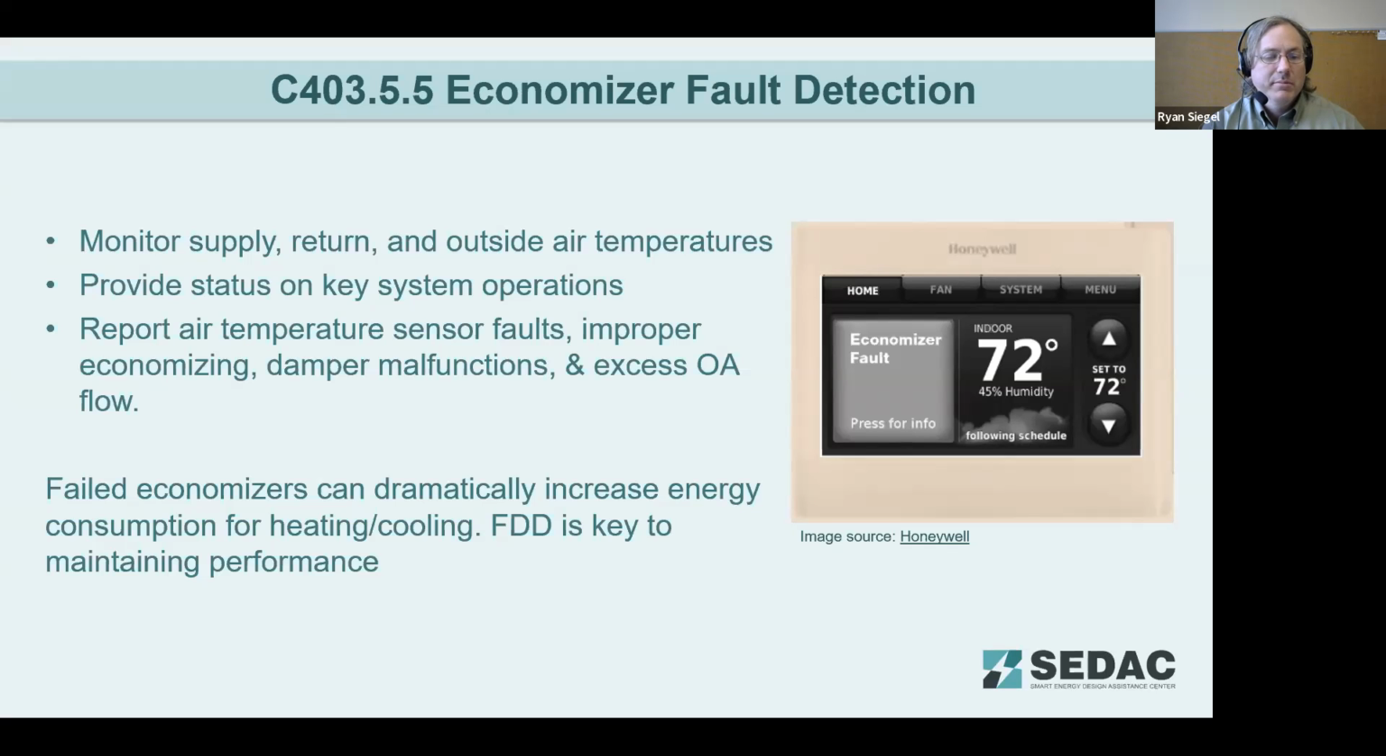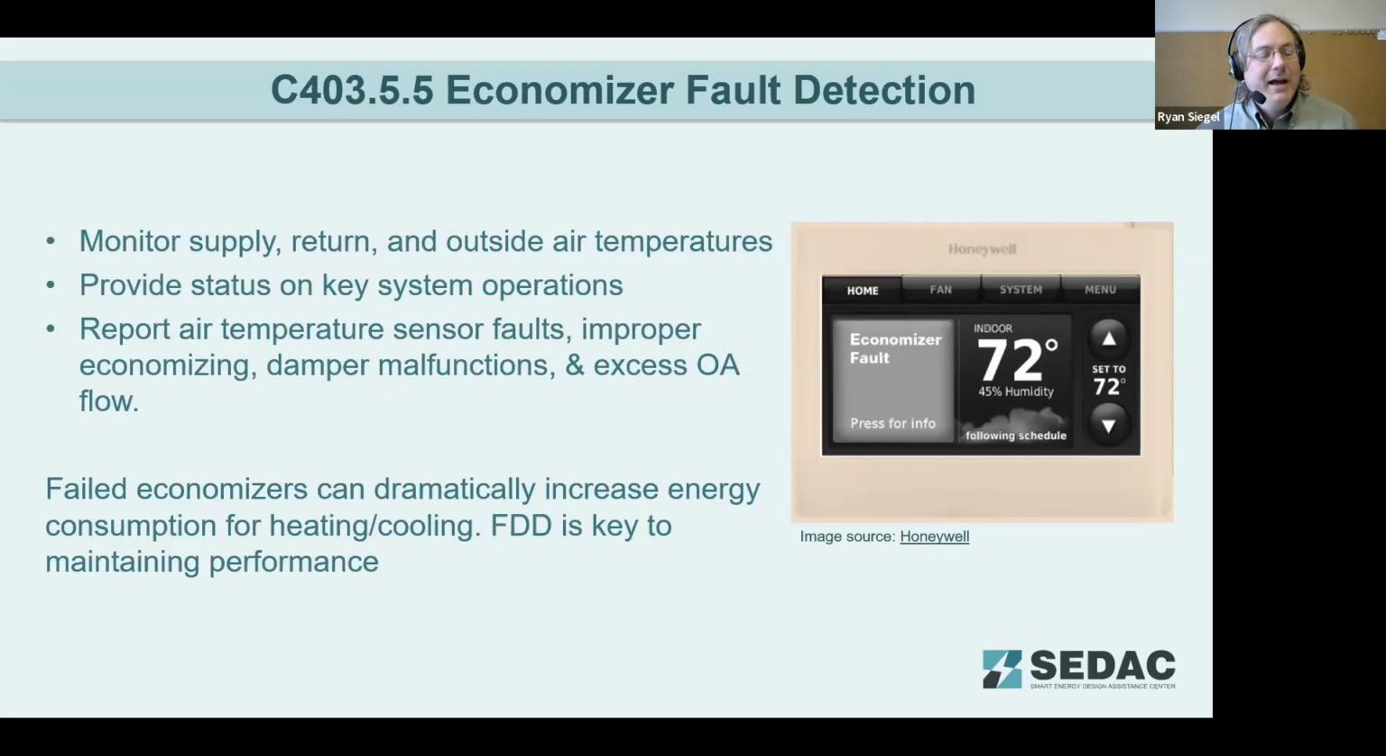I did have a building that I was working on at one time. It was a sizable building, and it was something like 90 degrees outside, and the building was in economizing mode because a sensor had malfunctioned, and the building was running around 450 tons of cooling.